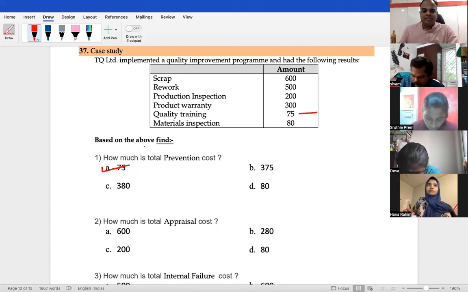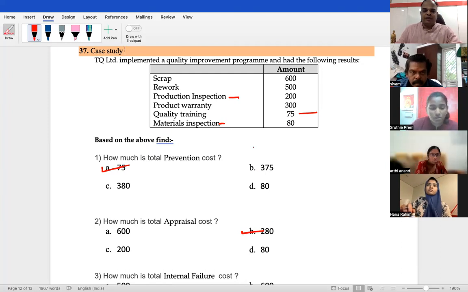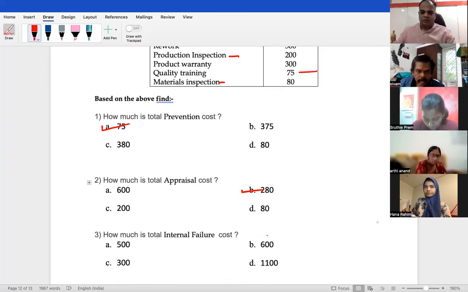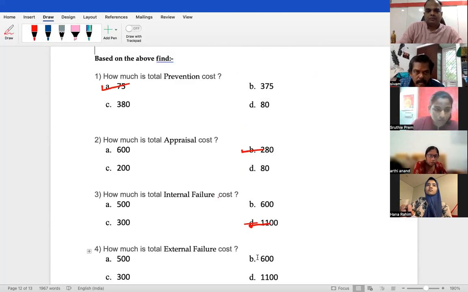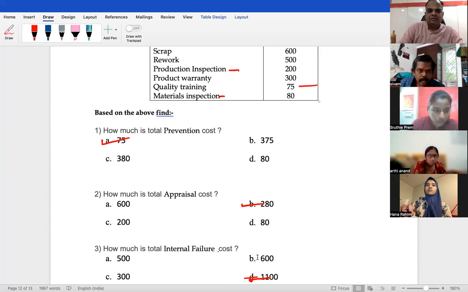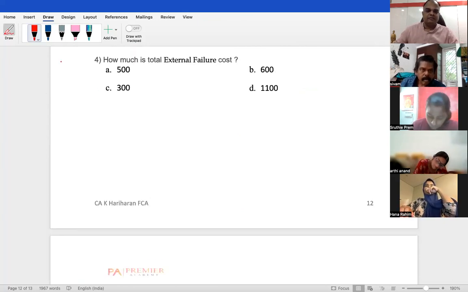Next, appraisal cost. Inspection comes under the appraisal cost. 200 plus 80, 280. 280 is the appraisal cost. What is the next one? Internal failure. Rework and scrap come under it. So how much is the internal failure cost? 1,100. Next, external failure. Product warranty 300, and that's all. Then 300 is the external failure.